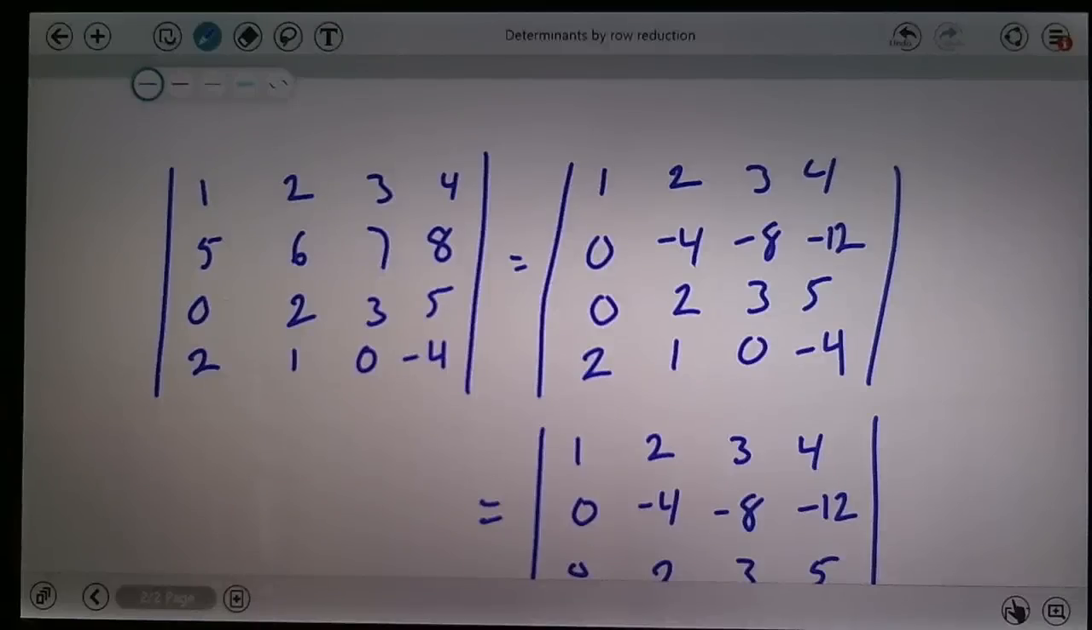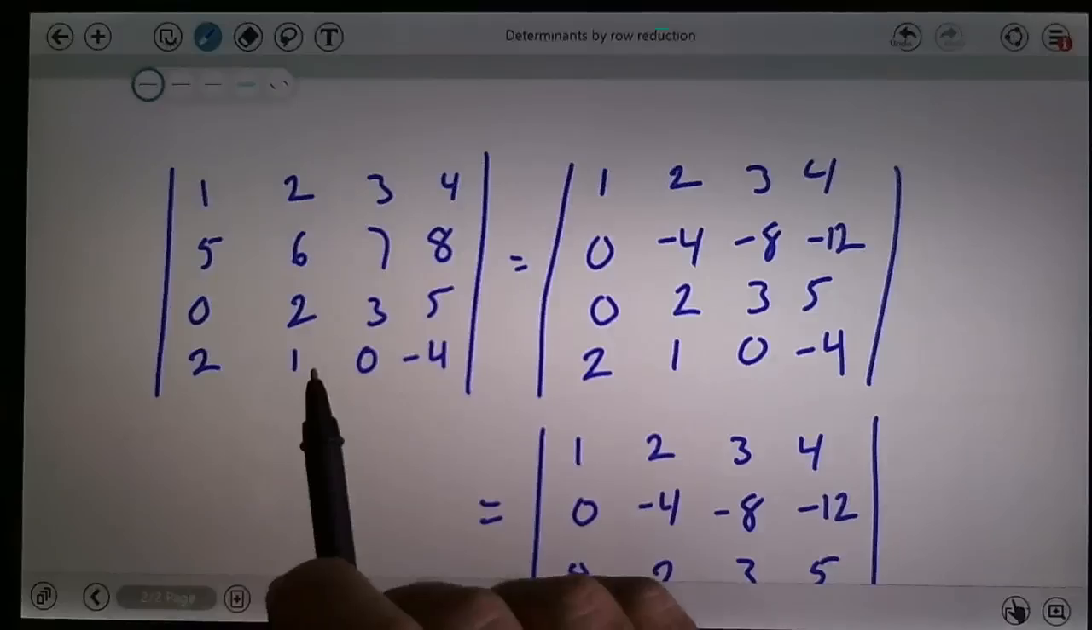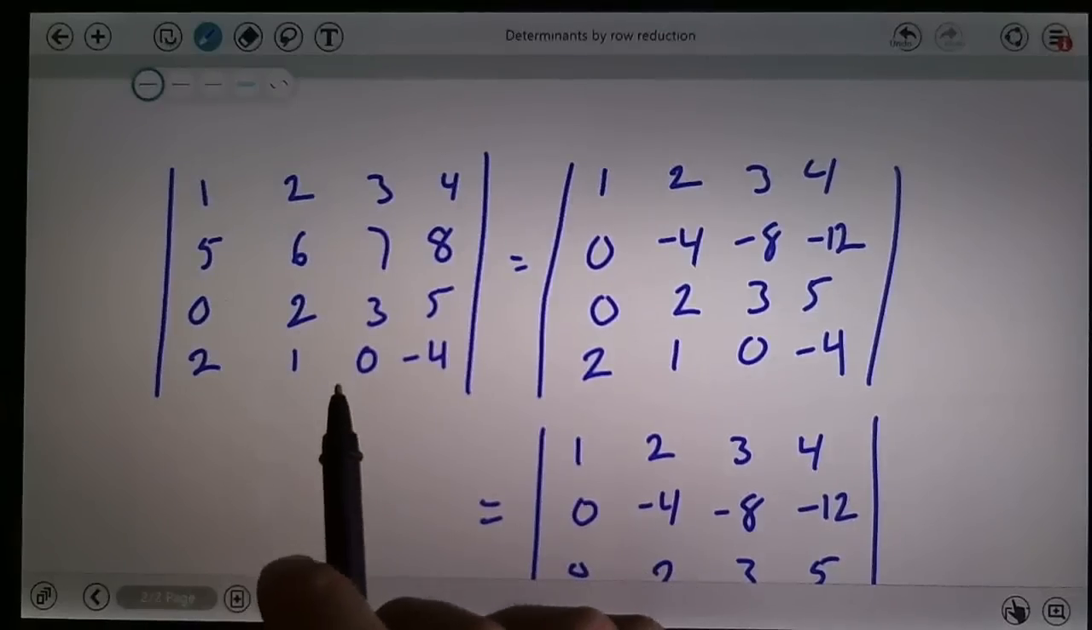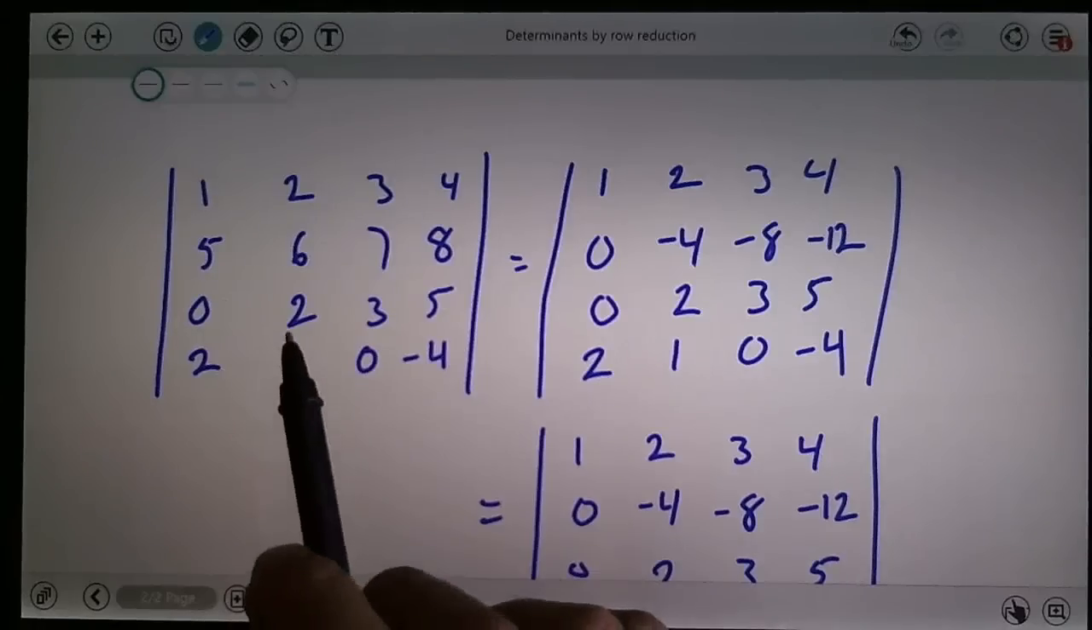In this video, I want to take a look at using row operations to calculate the determinant of a 4 by 4 matrix, and then discuss why this might be more efficient than doing it by the cofactor expansion method. So anyway, I've got the determinant of a 4 by 4 matrix here, and I'm going to do row operations and keep track of the effect it has on the determinant.